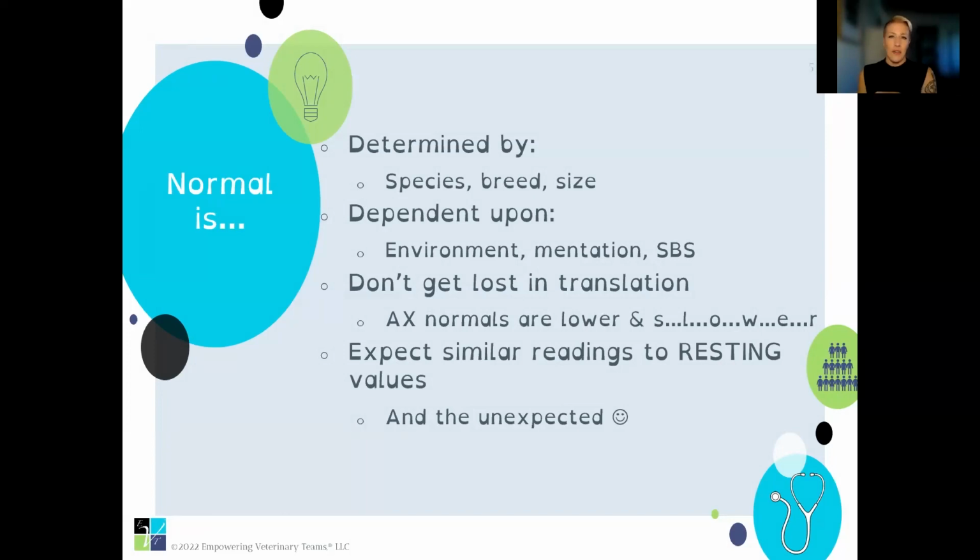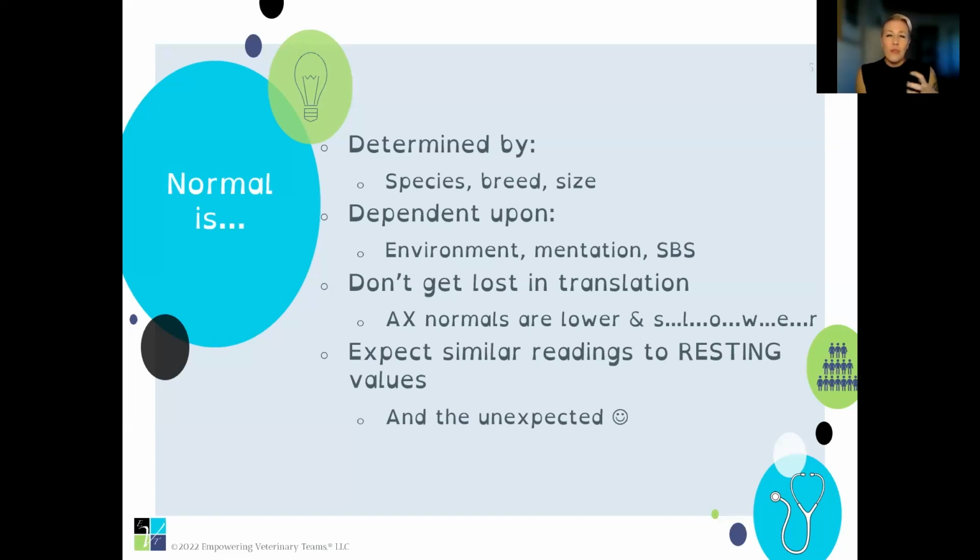And that's shortened into an acronym. My team loves when I just make up new ones. Sorry, it happens. That's what SBS is in that sub bullet, that second one. Because it's dependent upon the environment that they're in. Is it a stressful situation? What is their current mentation? And again, species, breed, and size.